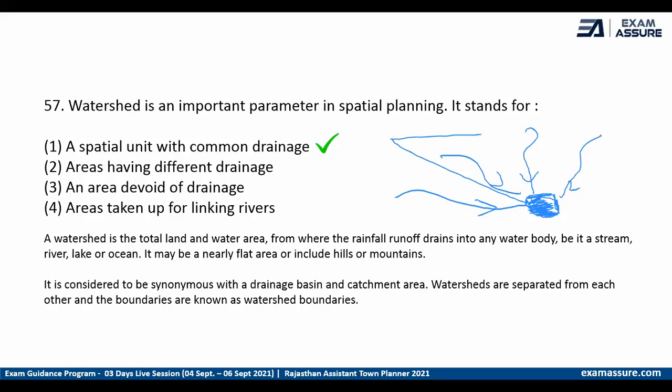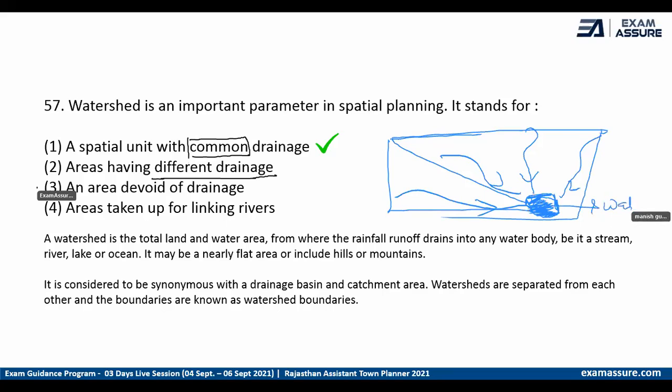So it stands for, let's see, what are the options? Areas having different drainage. So different drainage, not really an option. Common, we have a keyword here, common drainage. An area devoid of drainage. Now, watershed and an area devoid of drainage, I don't think this relates. Areas taken up for linking rivers. Okay, this is also not really linked with the concept of watershed.